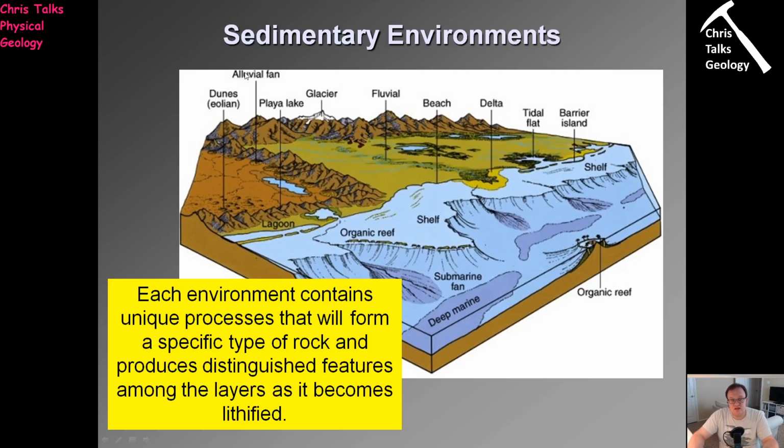So these individual environments are split into three broad groups: continental, transitional, and marine. I should also point out that transition is also sometimes referred to as intermediate, so please excuse me if I happen to flip between the terms.